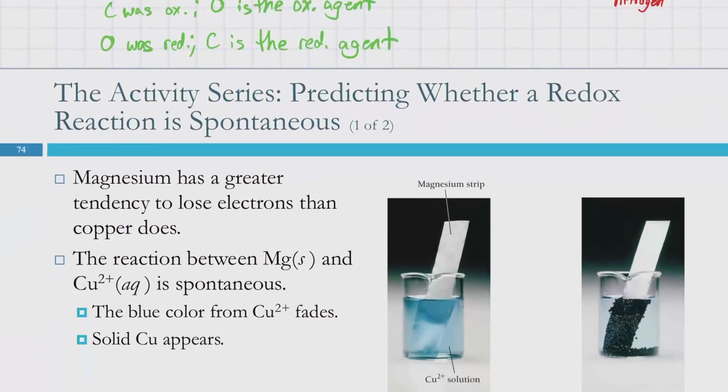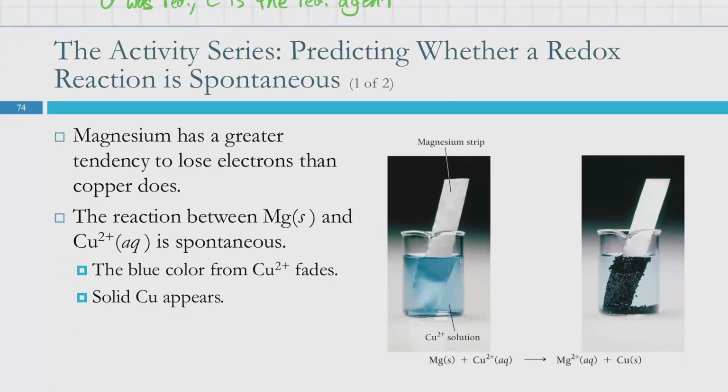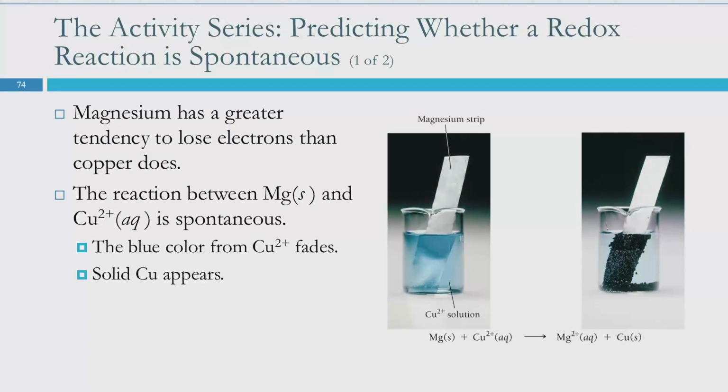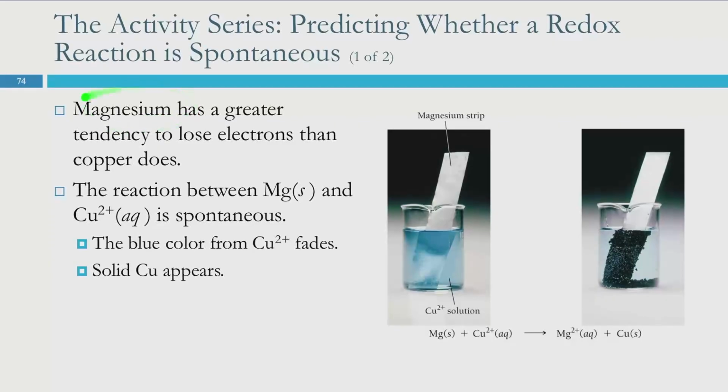Okay, we also have what we'll touch on very briefly, an activity series. The activity series predicts whether a redox reaction is spontaneous. This is something that you'll go into depth in Chem 2. For now, though, we're just learning it as a trend. So the activity series generally talks about the tendency to lose electrons. So magnesium has a greater tendency to lose electrons than copper does. It's more likely to give away its electrons.